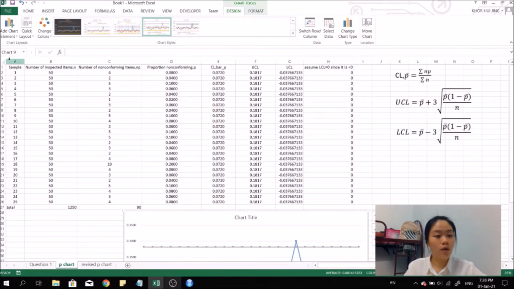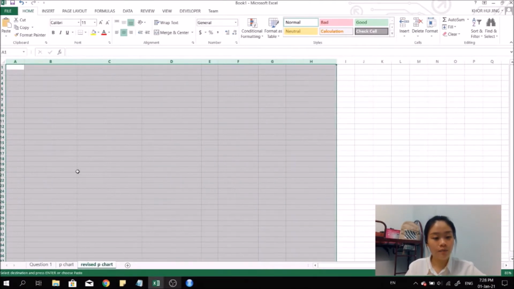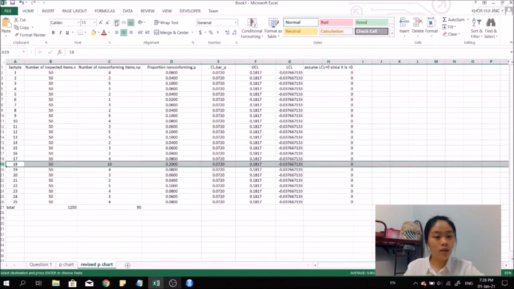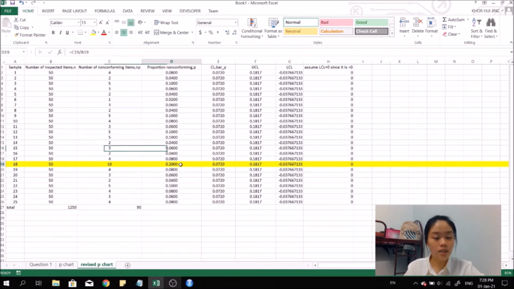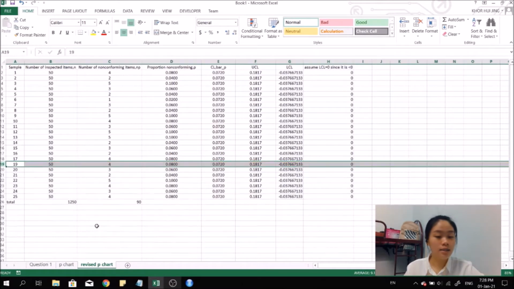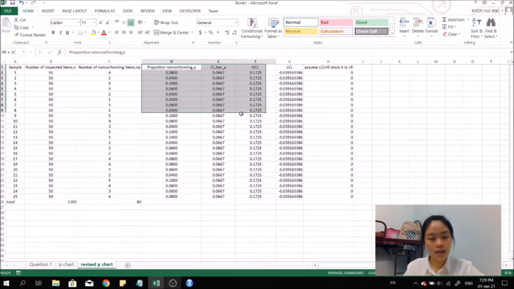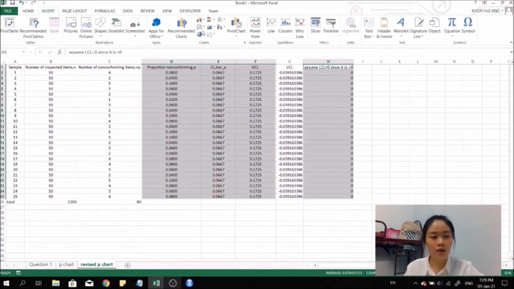Okay, now we copy all the data we need and paste it in a new sheet. Since at sample 18, our P is equal to 0.2, which is over the upper control limit 0.18, we delete sample 18. Now all the data change. The N is equal to 1,200, and the NP is 80. The bar P also changes. The lower control limit and upper control limit also change. So now we can select the P, bar P, upper control limit and lower control limit to plot our new graph again.